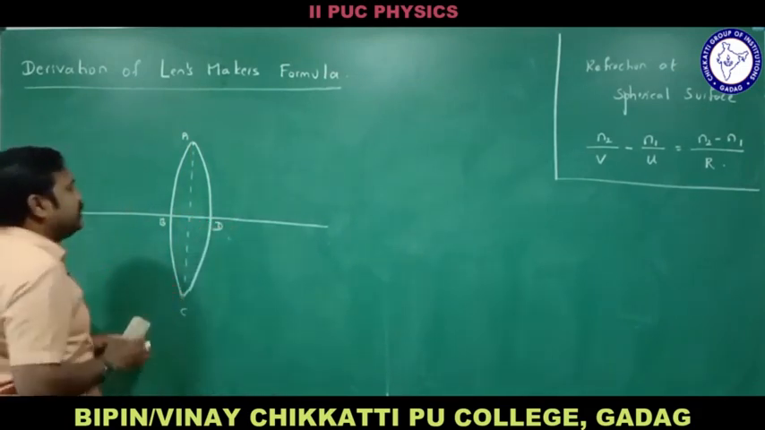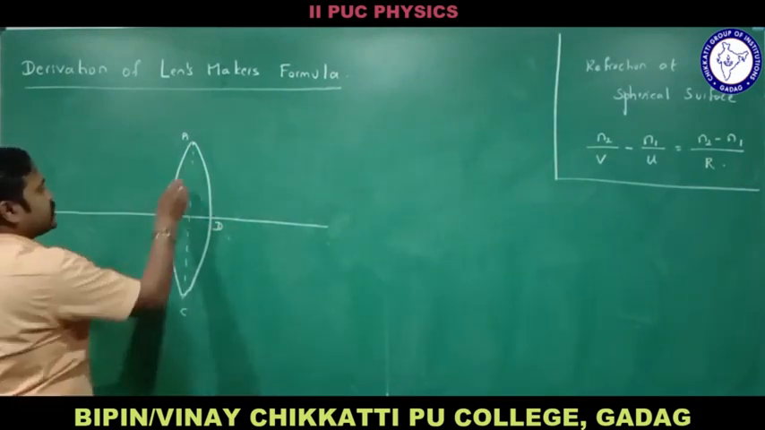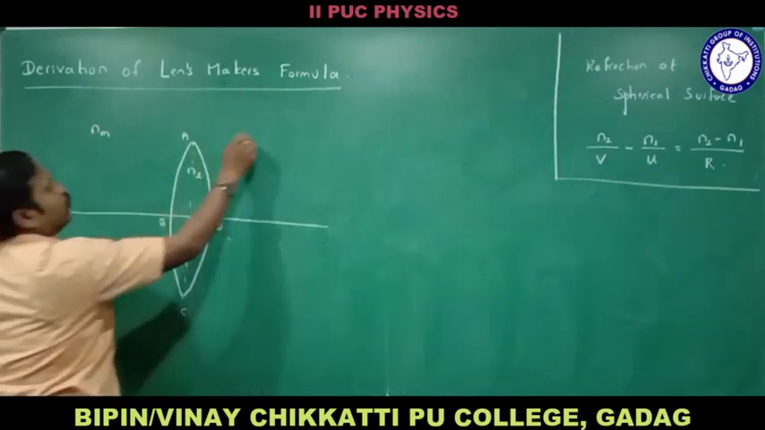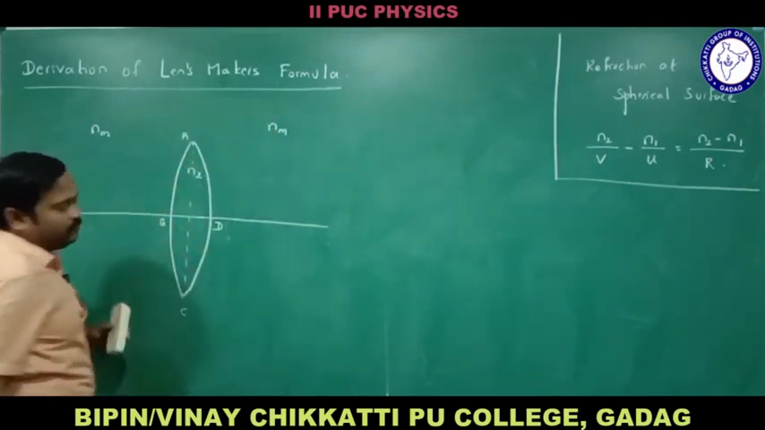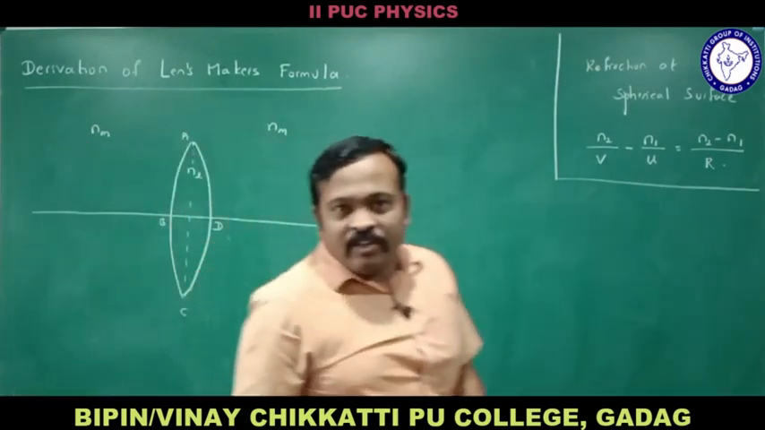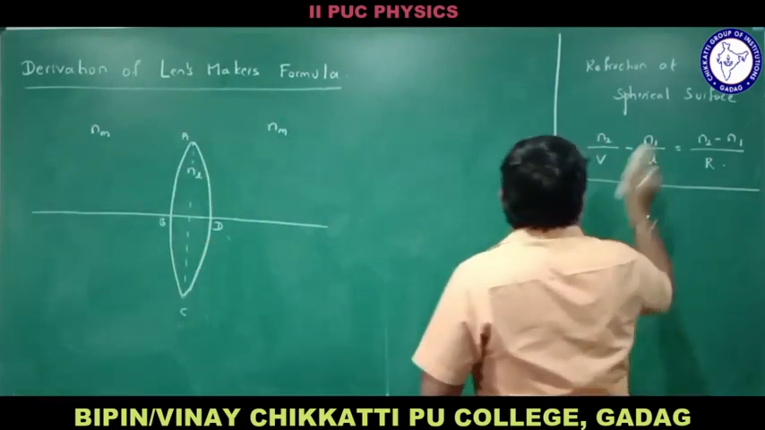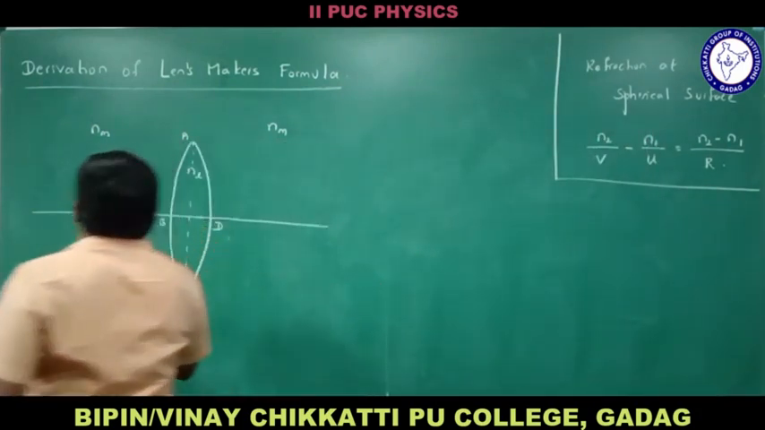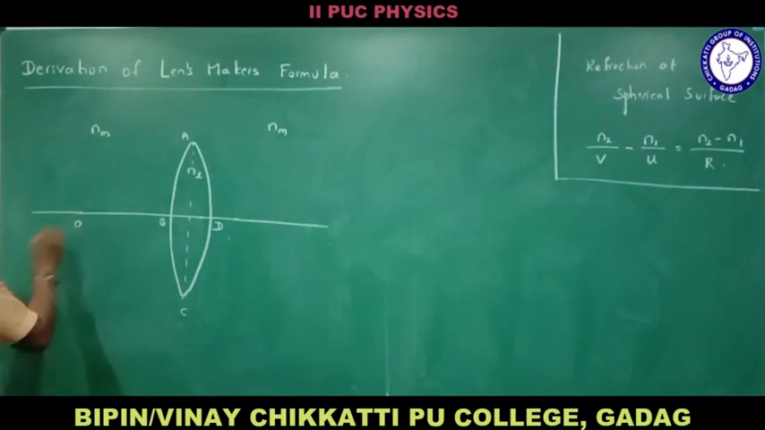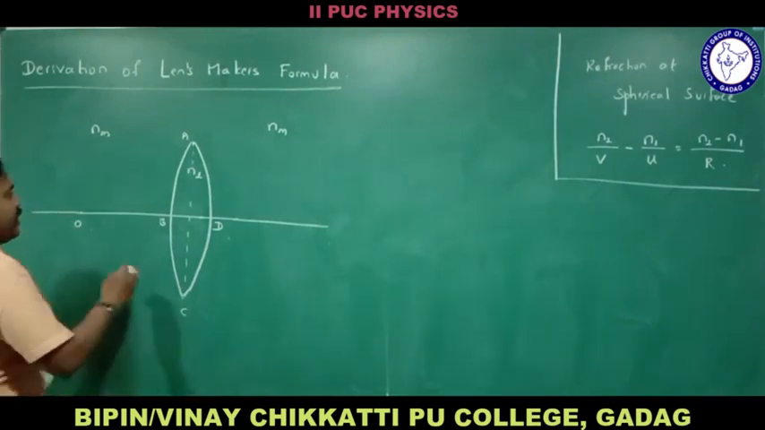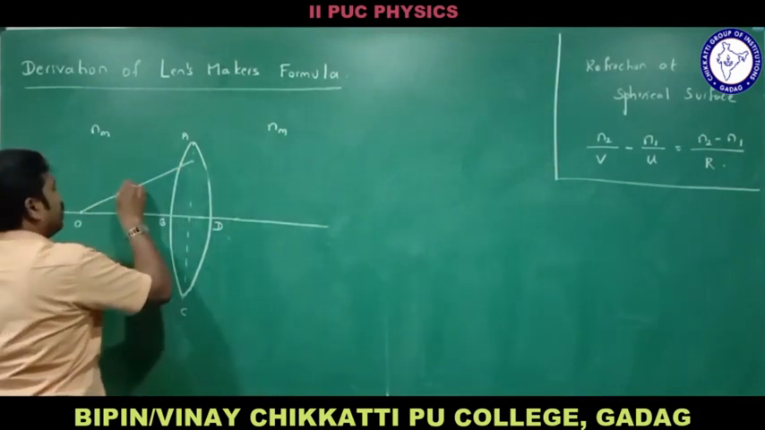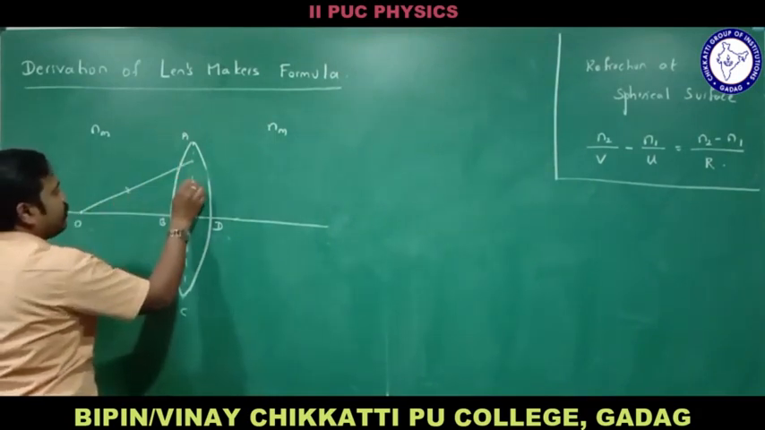Let me call it NA. What is its refractive index? This refractive index is NL. What is the refractive index here? NM. What is the refractive index here? NM. Now, this is a convex lens, so do remember this equation here. Now, let us consider there is an object here, and a ray of light falls at this. Let me take it as NL.